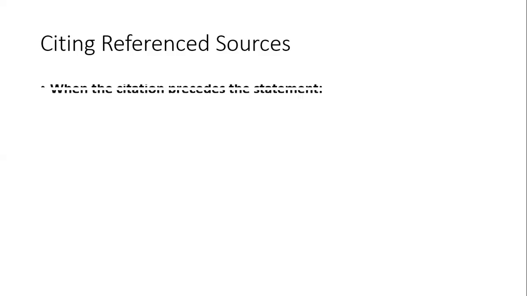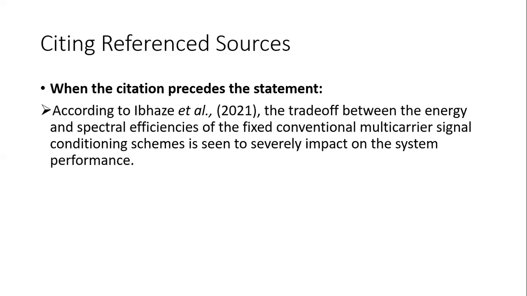So, citing reference sources. When the citation precedes the statement, we can say, according to Iwaza et al., 2021 in brackets, the trade-off between the energy and spectral efficiencies of the fixed conventional multi-carrier signal conditioning schemes is seen to severely impact on the system performance, something like that. So let's say I don't want to say according to, I would say based on Iwaza et al., then in brackets 2021, and so on, okay? So when the citation precedes the statement, we put the year in brackets while the name is outside.